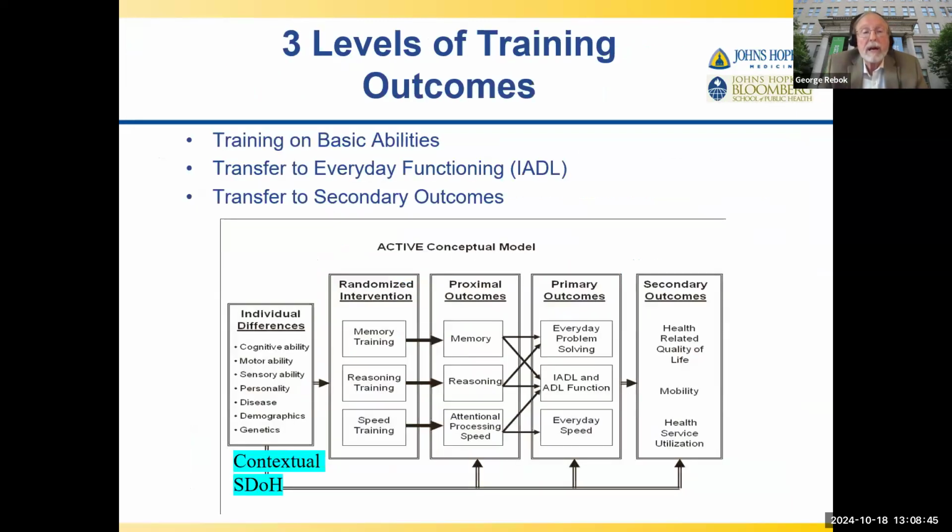Here's the conceptual model for ACTIVE. There was, after randomization, training on the proximal outcomes, the basic cognitive abilities, with transfer predicted to everyday functional performance, which were the primary outcomes of the trial, and then more distally, the secondary outcomes with things like health-related quality of life and health service utilization. And we were also very interested in individual differences and how they would impact on training effectiveness, things like cognitive ability, sensory ability, disease status, demographics, and so forth. More recently, we've become increasingly interested in looking at contextual social determinants of health as potential variables that might moderate training effectiveness.